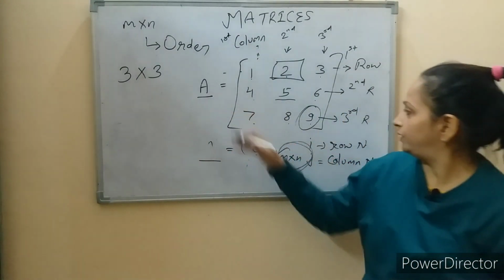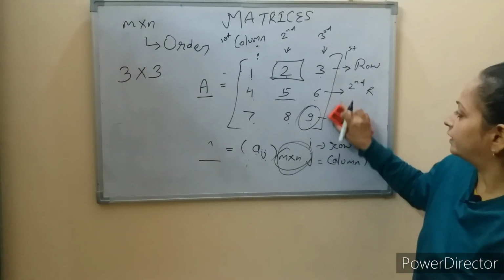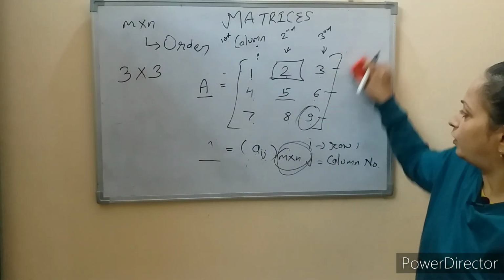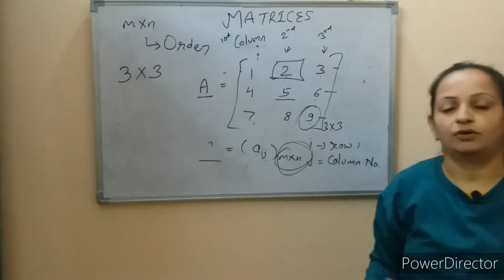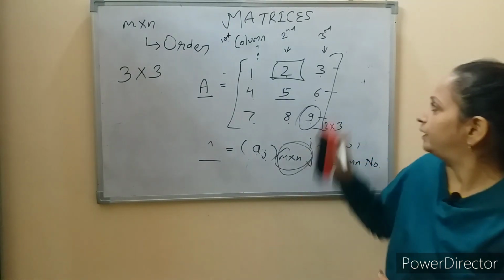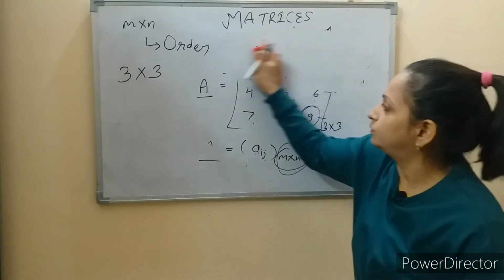Okay, so whenever we write the matrix, we will write the order in the subscript form here, just like 3 by 3. This will be the order of the matrix. So any matrix, if I take one more example to explain the order.